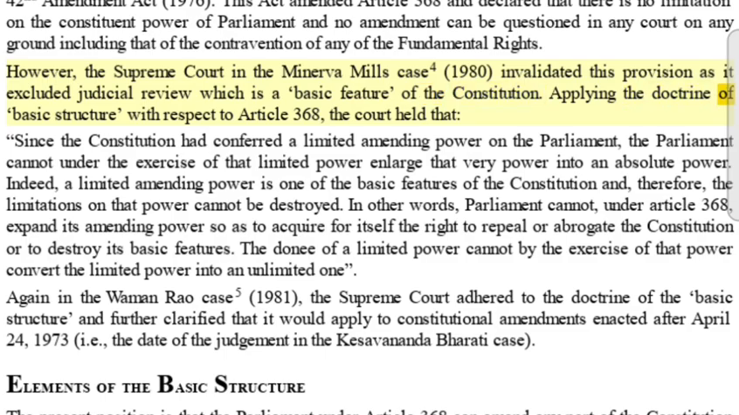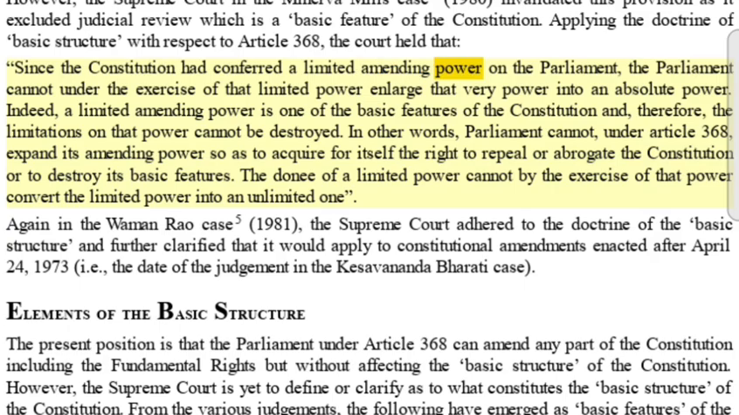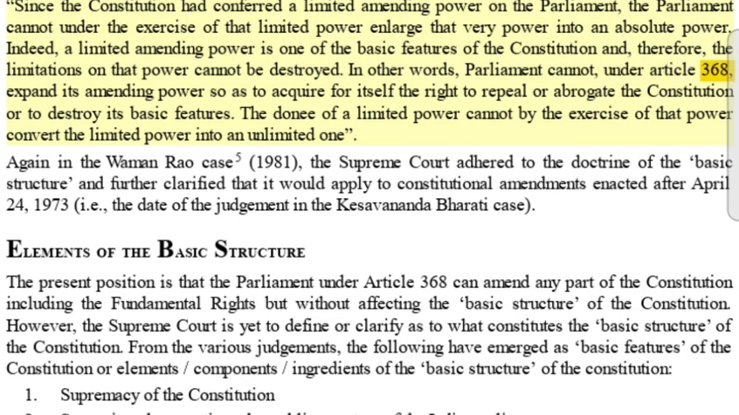Applying the doctrine of basic structure with respect to Article 368, the court held that since the Constitution had conferred a limited amending power on the Parliament, the Parliament cannot, under the exercise of that limited power, enlarge that very power into an absolute power. Indeed, a limited amending power is one of the basic features of the Constitution, and, therefore, the limitations on that power cannot be destroyed. In other words, Parliament cannot, under Article 368, expand its amending power so as to acquire for itself the right to repeal or abrogate the Constitution or to destroy its basic features. The donee of a limited power cannot, by the exercise of that power, convert the limited power into an unlimited one.